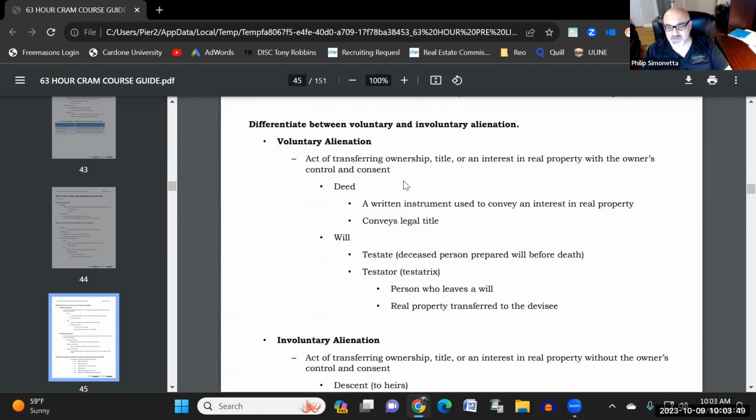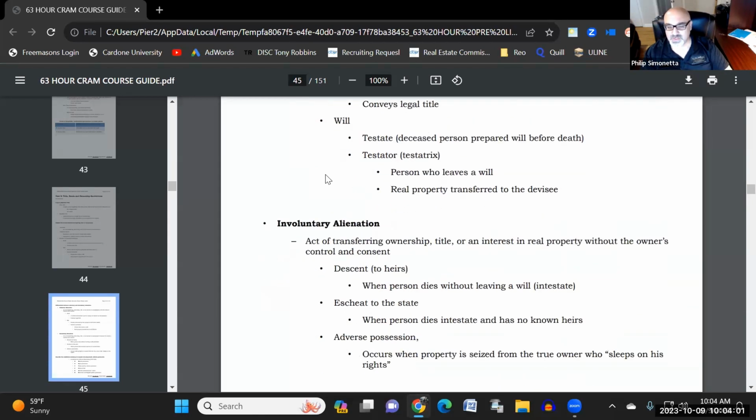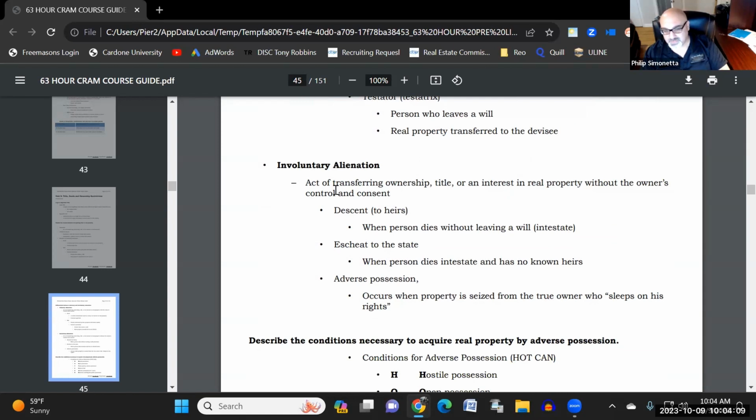Voluntary alienation is the act of transferring ownership, title, or interest in real property with the owner's control and consent. Again, that's through a deed and a will: a written instrument that conveys a title, and the same situation with the will. Involuntary alienation is an act of transferring ownership, title, or an interest in real property without the owner's control and consent. One way is through descent, one is through escheat to the state, and one is adverse possession.